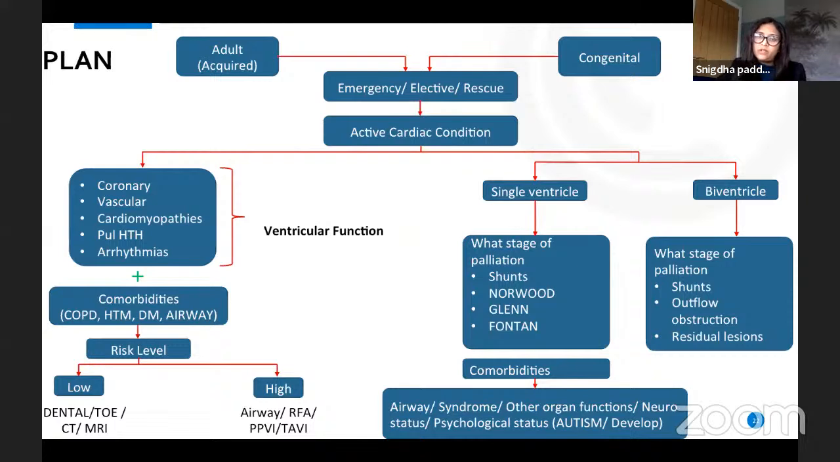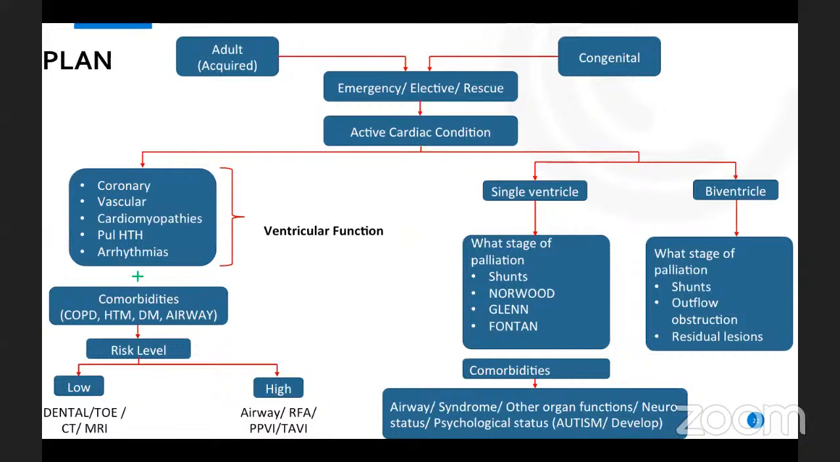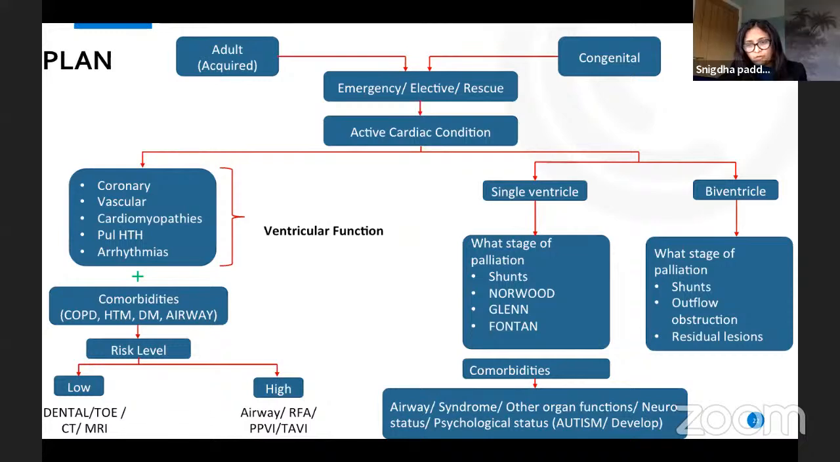If he's a single ventricle patient, has he undergone palliation and what stage of palliation is he in? And if it is a biventricular patient, just see if it is repaired or unrepaired. If he's repaired, then does he have any residual lesions yet, like shunts or outflow tract obstructions? And then look at the comorbidities.